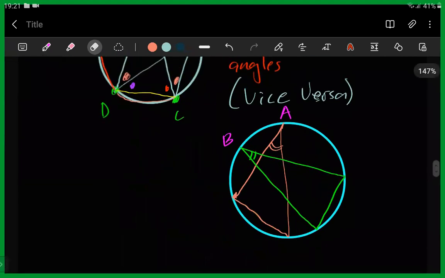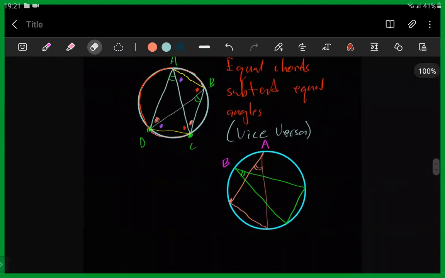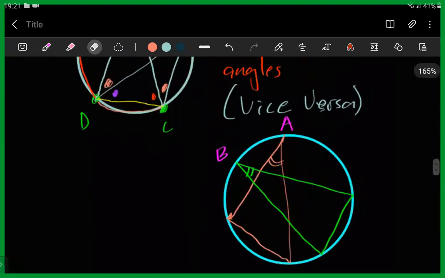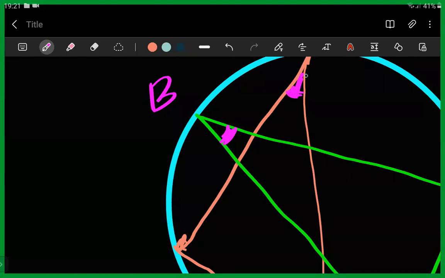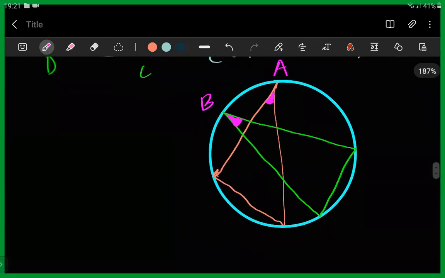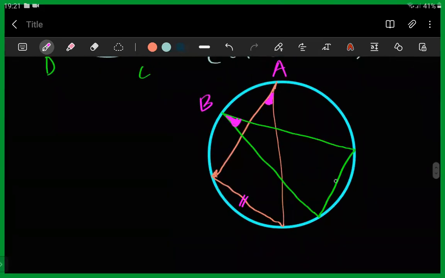You see, this one is almost the first version, because the chord is definitely shared. They both share the same chord. So that one is visibly there. This one, if they told us that the angles were equal, then automatically these chords would be equal to each other.